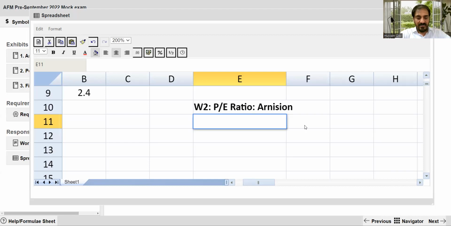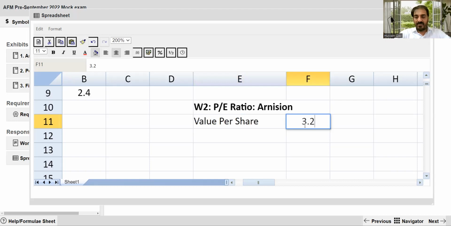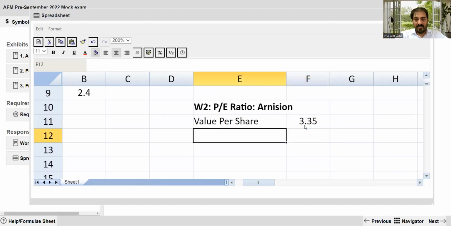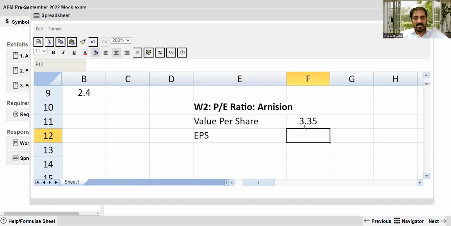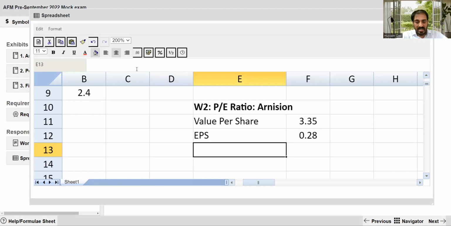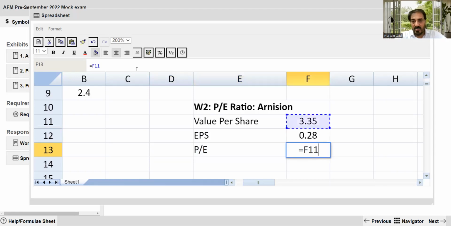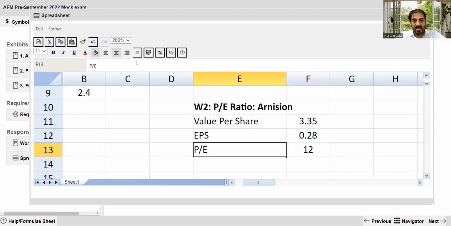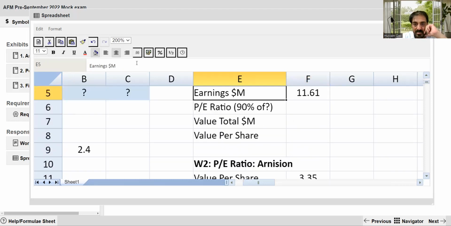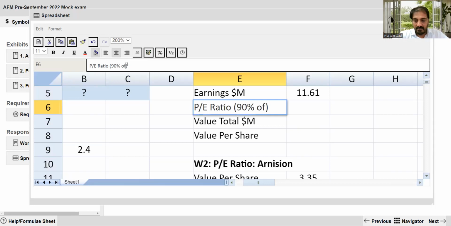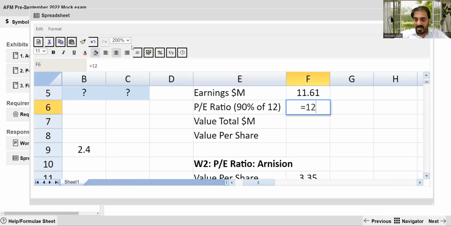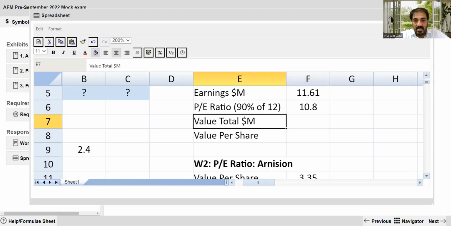So okay, here the value per share, that is 3.35, and we can determine earnings per share, that is 27.92 divided by 100, 0.28. So we can determine the PE ratio. Now, price is equal to 3.35 divided by earnings per share 0.28. That is 12 times. So this 12 times you can use here. 90% of 12 is equal to 12 into 90%, 10.8.